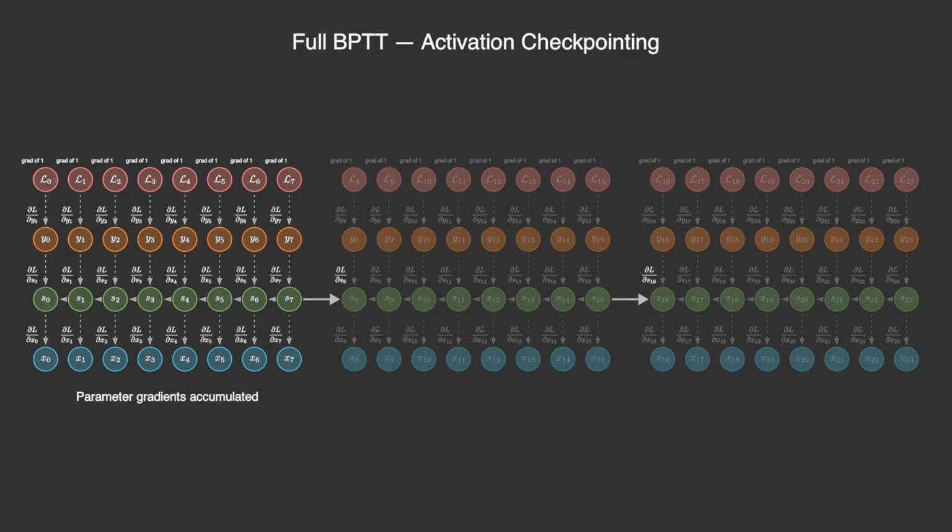At the end of the backpropagation, we apply one parameter update from the fully accumulated gradient. In the end, the cost of activation checkpointing is roughly this one extra forward pass that enables us to neither truncate our gradients, nor crash out of memory.